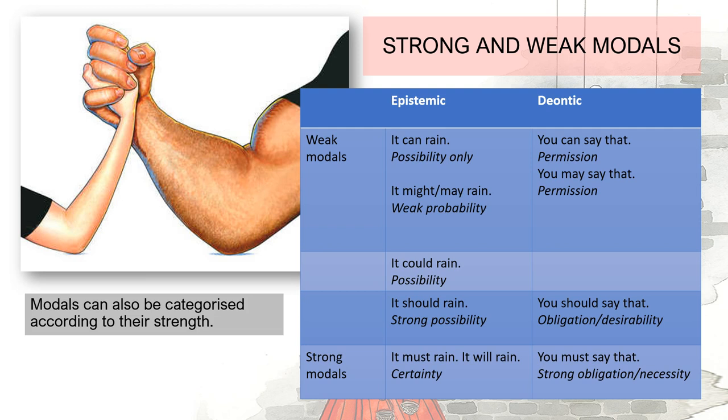And the same is true for deontic modality, in that you can say "you can say that" or "you may say that," and express that someone has permission, has, I guess, the moral right to make a statement. You could say that someone "should say that," which makes it a desirable thing or even an obligation, or "you must say that," which is a strong example of deontic modality, in which you're saying that there's a necessity or a very strong obligation.